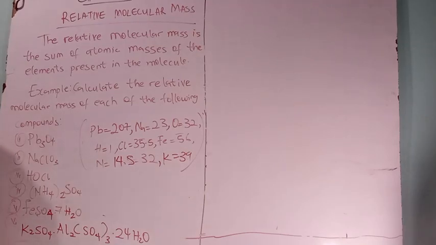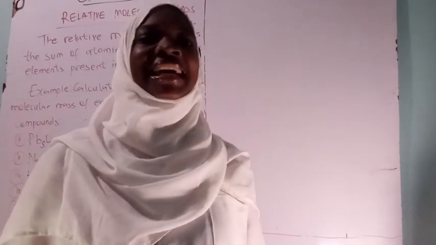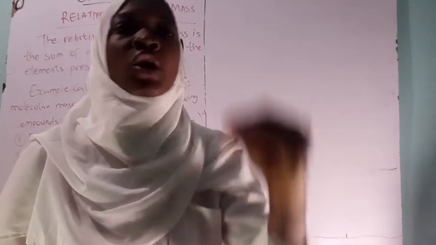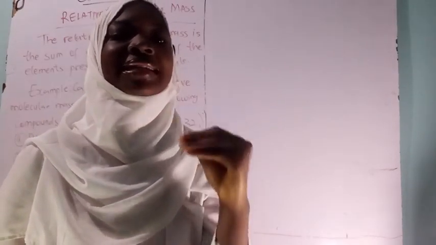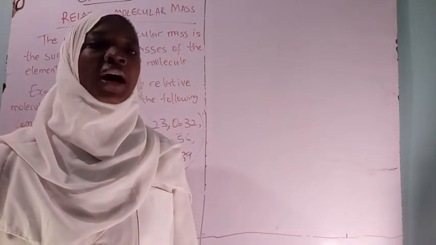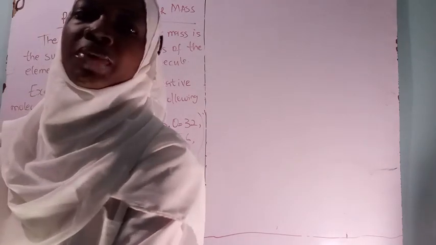Relative molecular mass. Relative molecular mass can be defined as the sum total number of atomic masses of individual elements in a compound. That is the total number of atomic masses of the element in a compound.